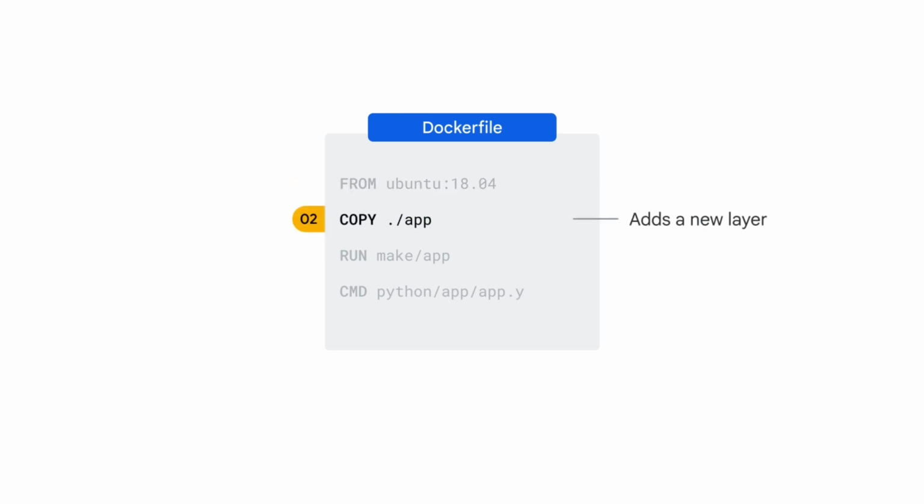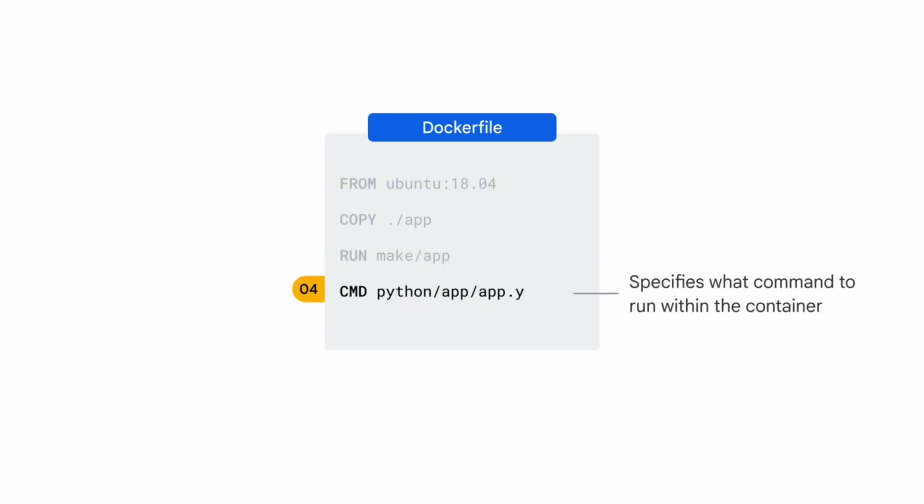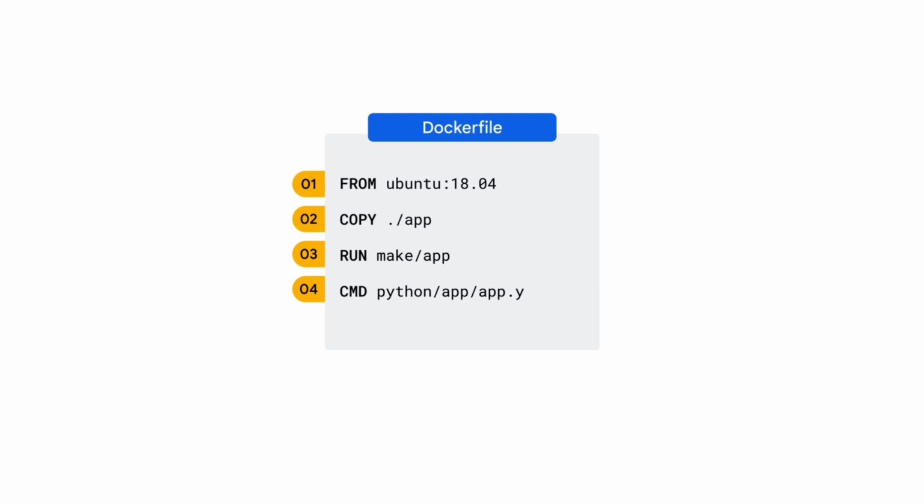The copy command adds a new layer, which contains some files copied in from your build tool's current directory. The run command builds the application by using the make command and puts the results of the build into a third layer. And finally, the last layer specifies what command you should run within the container when it's launched. When you write a Docker file, the layers should start with those least likely to change at the top and the layers most likely to change at the bottom.